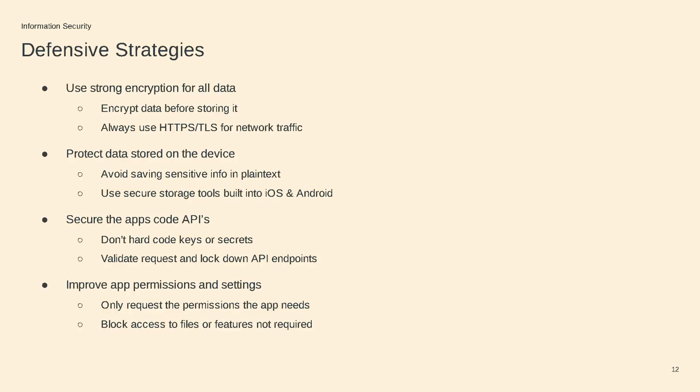For defensive strategies, use strong encryption for all data. Apps should encrypt any data that is stored or sent. They should always use HTTPS or TLS for all network traffic, so nothing travels in plain text.